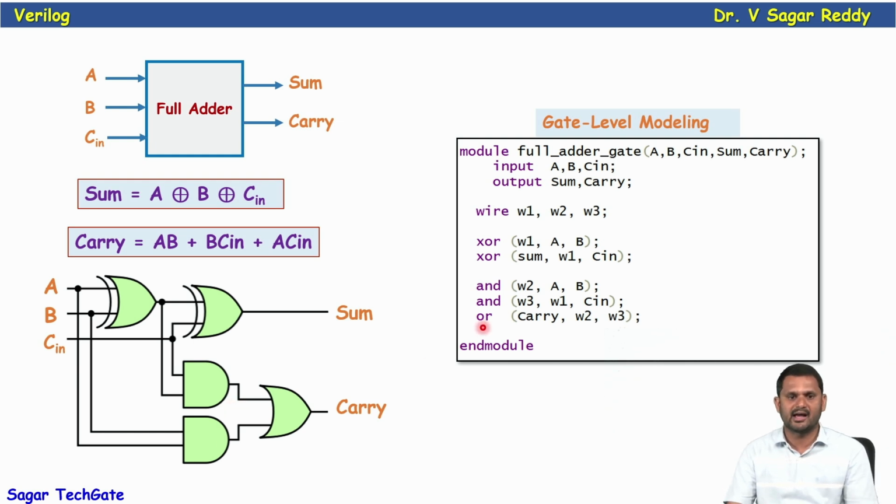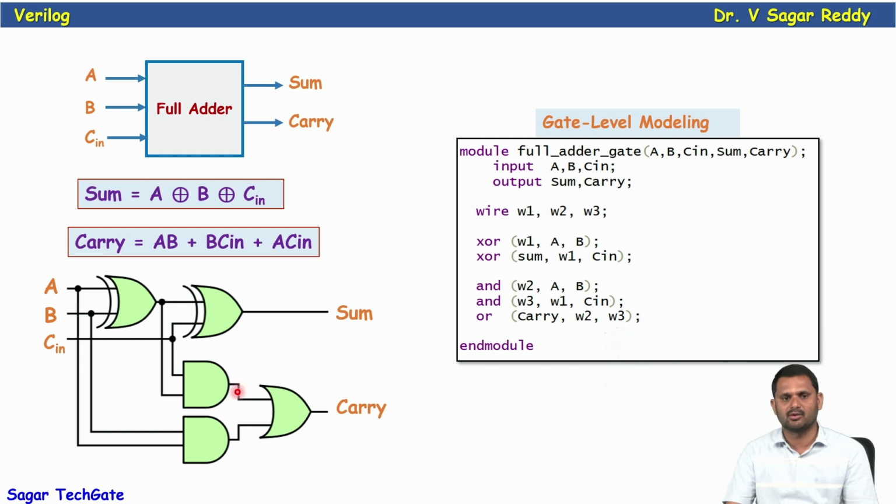In the same way, here the carry also. The output of this AND gate and the output of this AND gate are the inputs for this carry, so W2 and W3 as inputs. How do I get W2? W2, see, two inputs, A and B. This is one AND gate, with A and B as the input and W2 as the output.